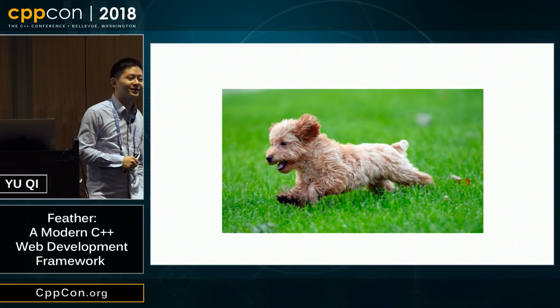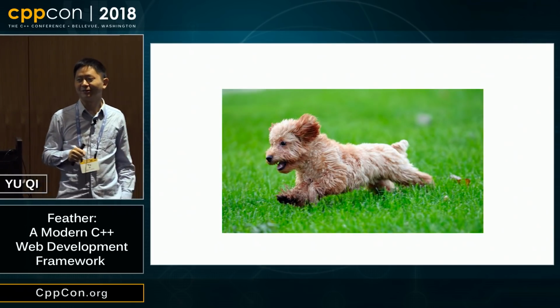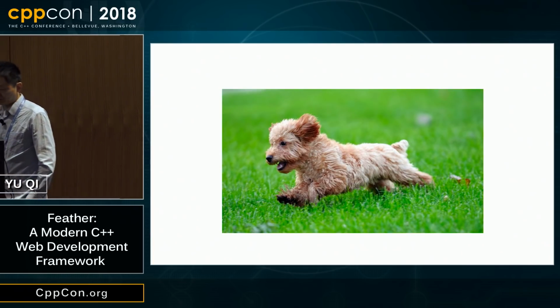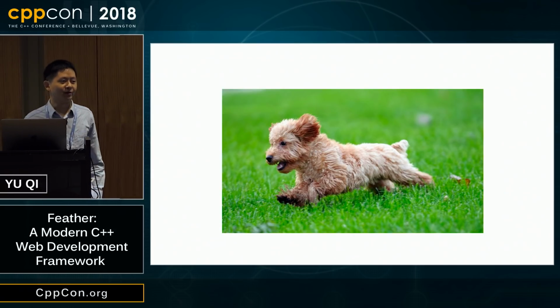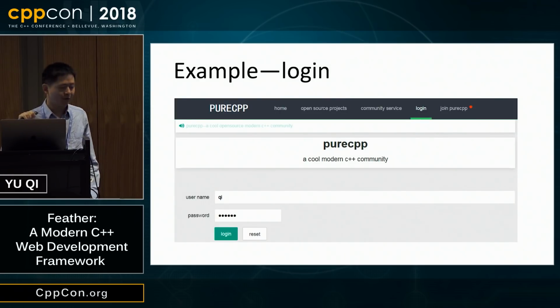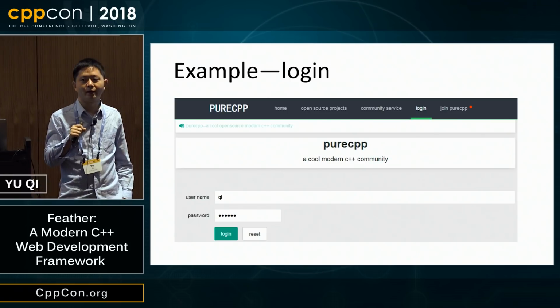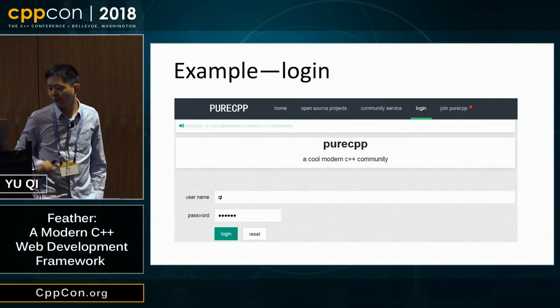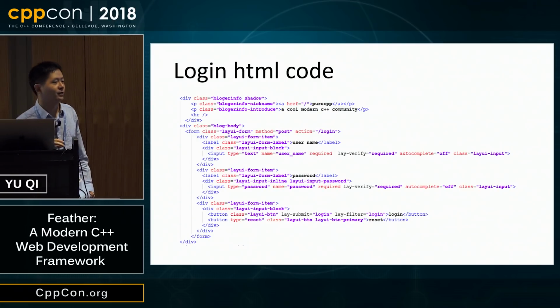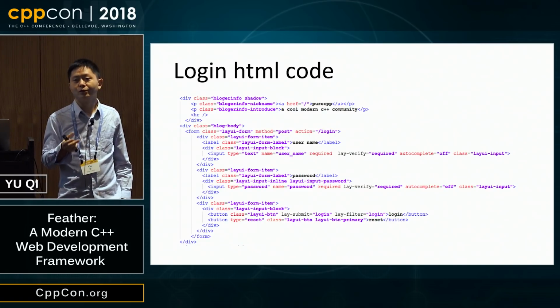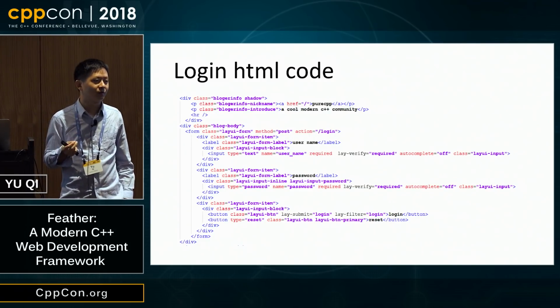Now, this is the last part. I want to talk about how to develop a web application rapidly. Here, for example, if we want to implement a login business function, how to do that? The first step, we need to write the HTML code. The HTML code includes the username, the password, and the submit button.